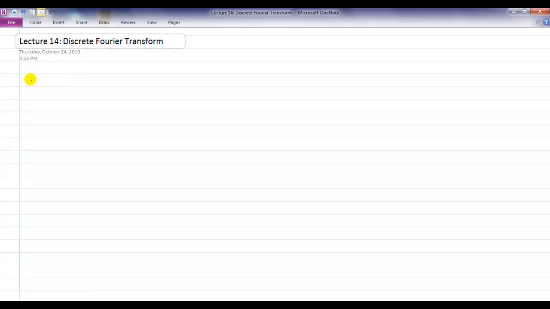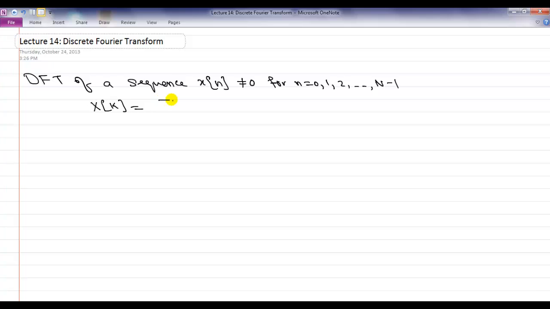So just to remember, we are interested in the DFT of a sequence x[n], which is not equal to 0 for n = 0, 1 up to N minus 1. We had defined that as X[k] = summation n equal to 0 to N minus 1 of x[n] W_N^{kn}, where we had defined W_N as e^{-j2π/N}.